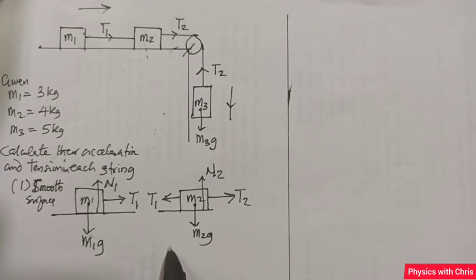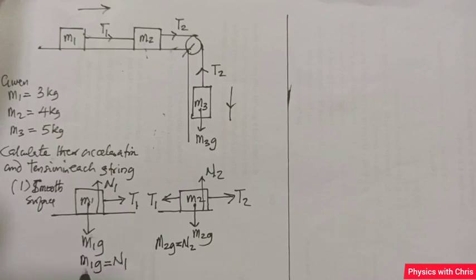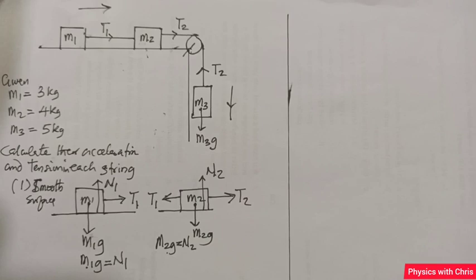because you can see that since these two blocks are in equilibrium, it means that M2G is equal to N2. And M1G is equal to N1. And since M1 and M2 are different, it means that N1 will be different from N2. So the only way this and this are equal is when the two masses have the same value. Okay, having said that, we make progress.